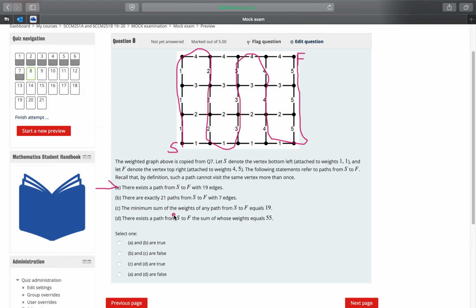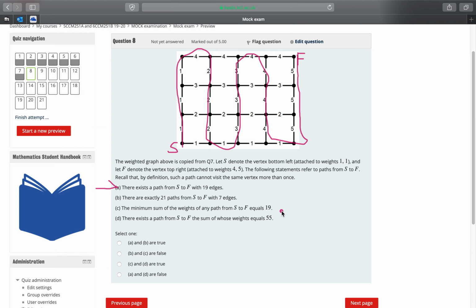The minimum sum of the weights of any path from S to F equals 19. Well, you could apply Dijkstra's algorithm to find a shortest path from S to F. To do that, maybe you would have to copy the graph. You wouldn't have to copy the numbers. You could just copy the graph and apply the algorithm by looking on screen.